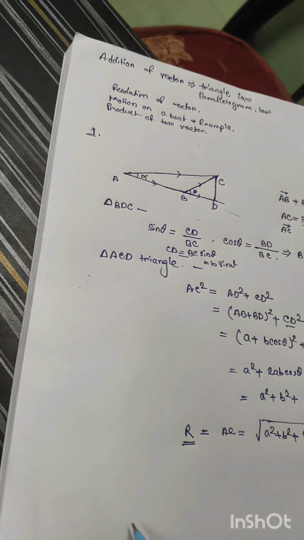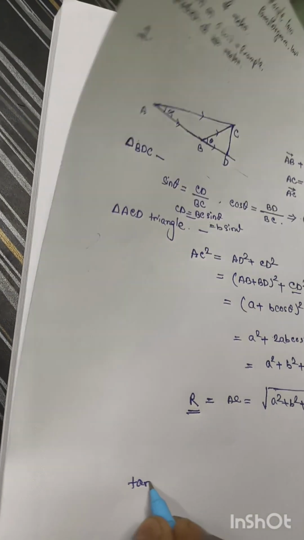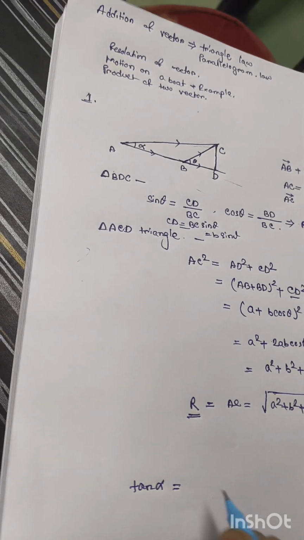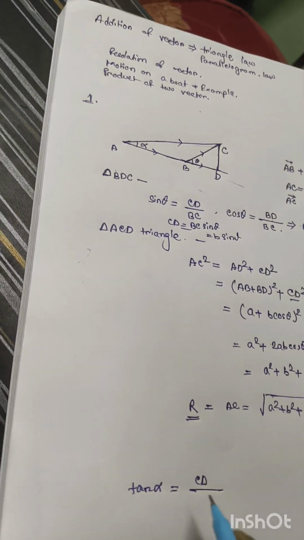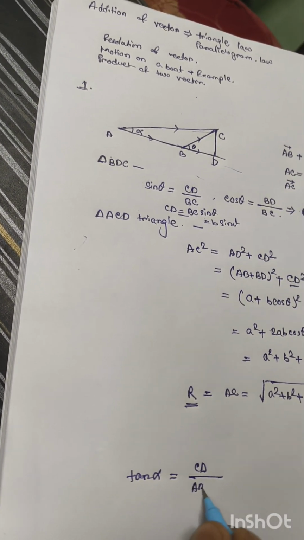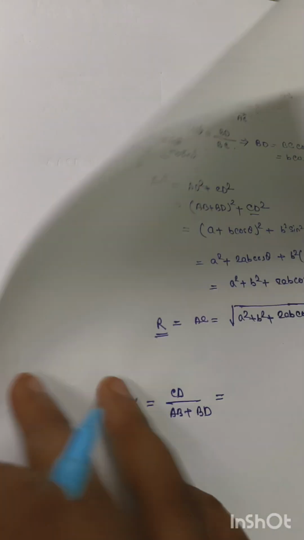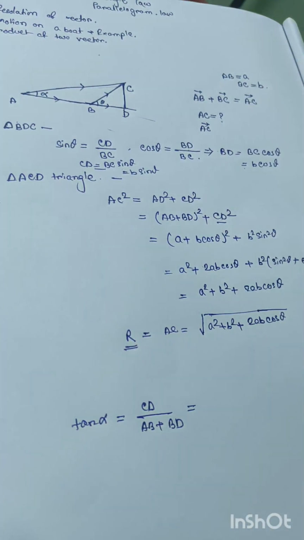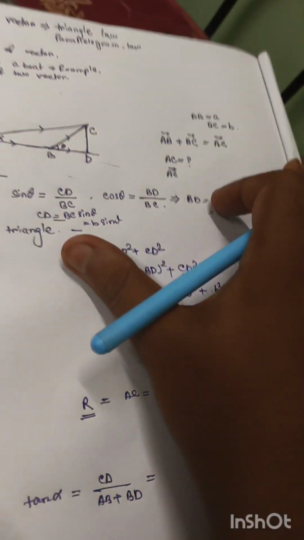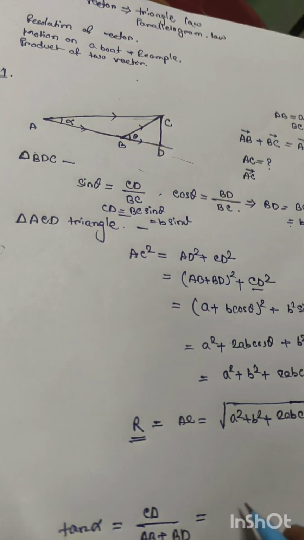Then how do we calculate the direction? For direction we take tan alpha equal to CD by AB plus BD.